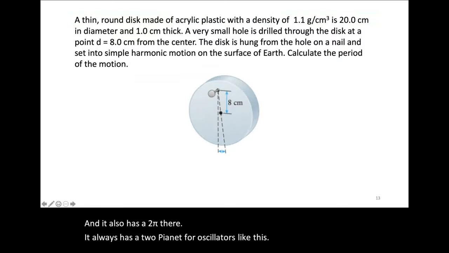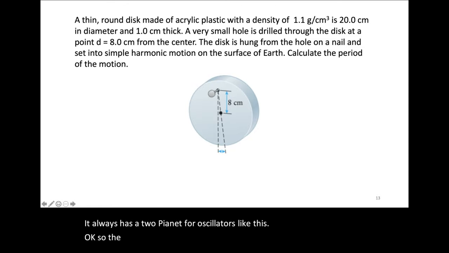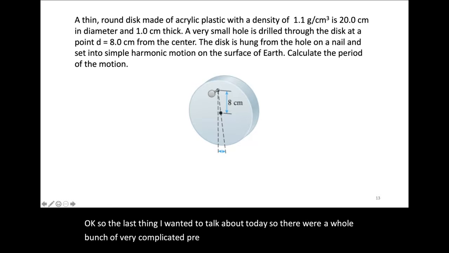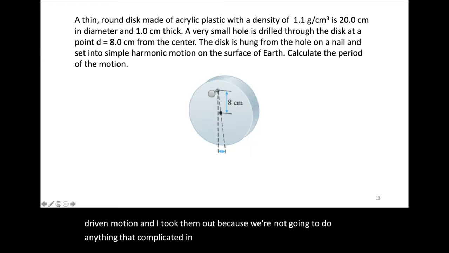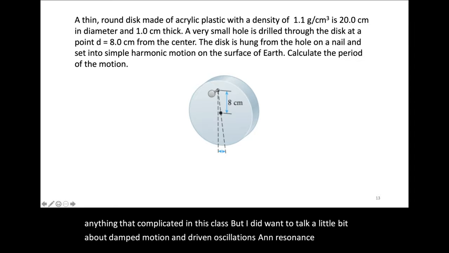Okay, so the last thing I wanted to talk about today: there were a whole bunch of very complicated pre-lecture slides about damped motion and driven motion, and I took them out because we're not going to do anything that complicated in this class. But I did want to talk a little bit about damped motion and driven oscillations and resonance.